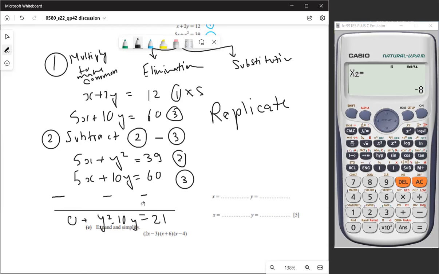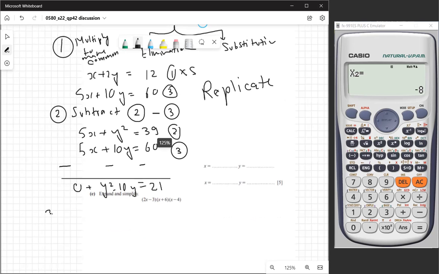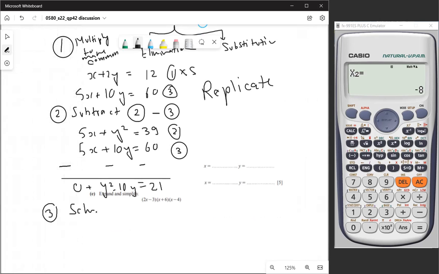Now I get a quadratic equation here. Third step is solve. It's not 21, I think, because 39 minus 60 is going to be a negative number, right? Like minus 21. And also in this, yes, minus 21. Any doubts?